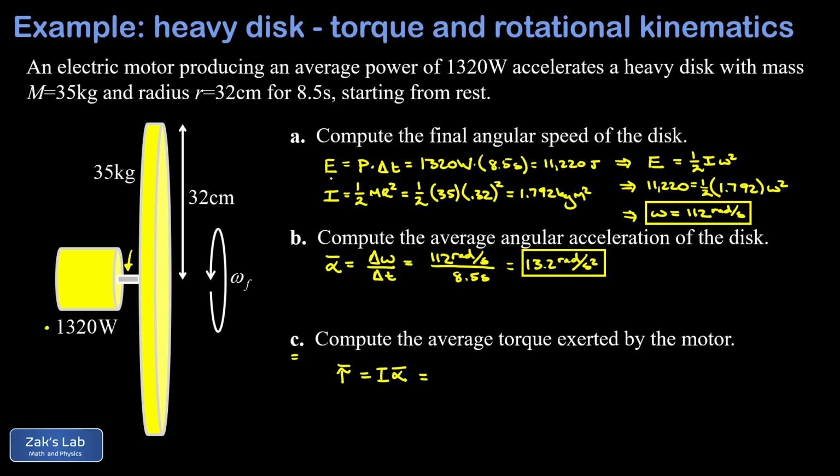So I have an average angular acceleration, and that's connected to an average torque exerted by the motor. And this is where it pays off that we separated the calculation of moment of inertia in part A. We already have the moment of inertia, so that's 1.792 kilogram meters squared. And we have our average angular acceleration from part B, that's 13.2 radians per second squared. And I kept full precision in my calculator throughout this entire calculation. So we end up with 23.6 Newton meters for the torque. Now, if you used the previously rounded numbers in your final calculation, you probably got 23.7 Newton meters, but that's fine.